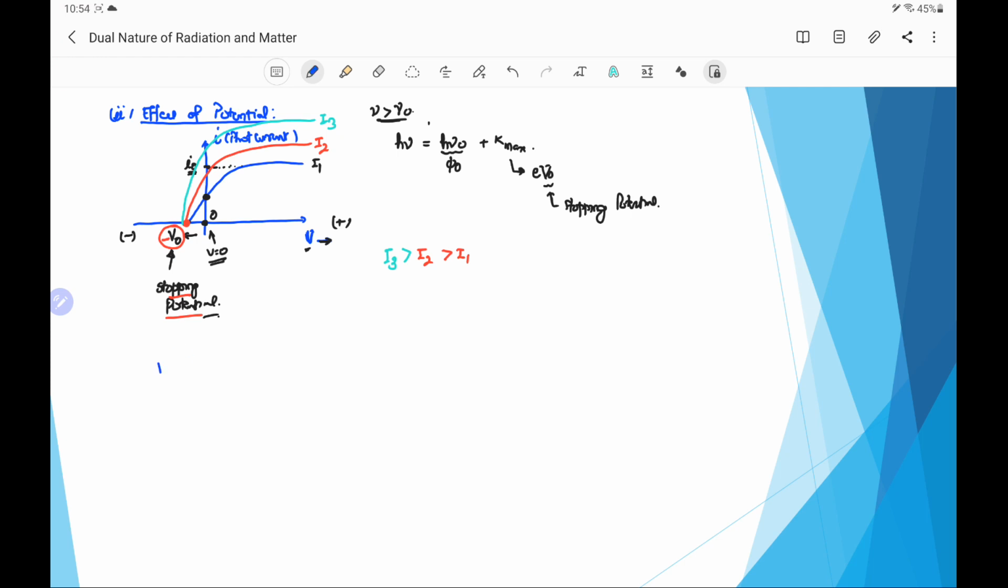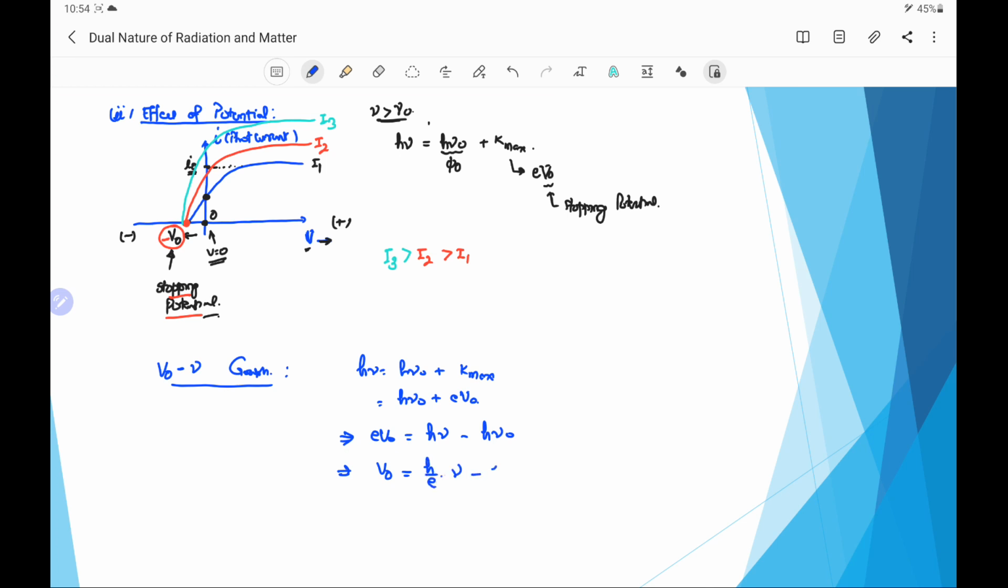We can also draw the stopping potential graph versus frequency using the Einstein equation, h nu equal to h nu naught plus K max, and this K max is equal to e into stopping potential. This implies that e V naught equal to h nu minus h nu 0, or we can write V naught equal to h by e into nu minus h nu 0 by e. If we check this equation, this is the equation of a straight line.